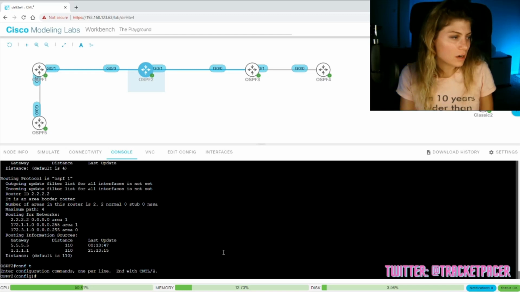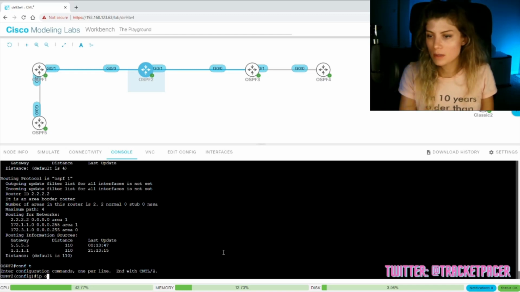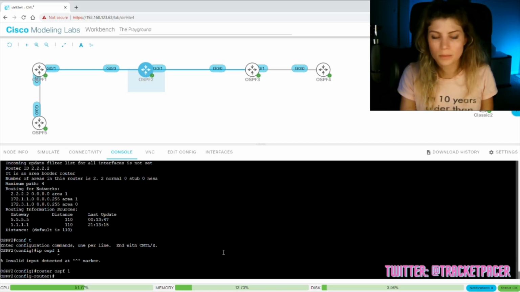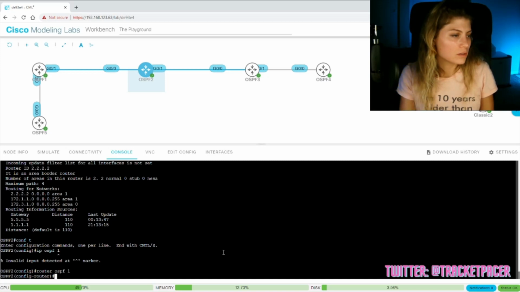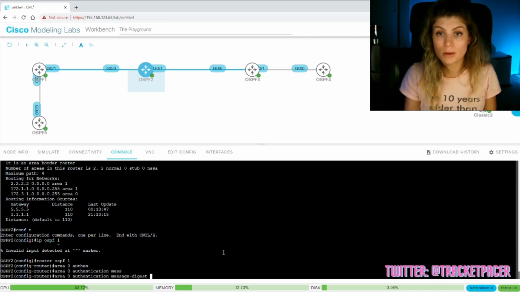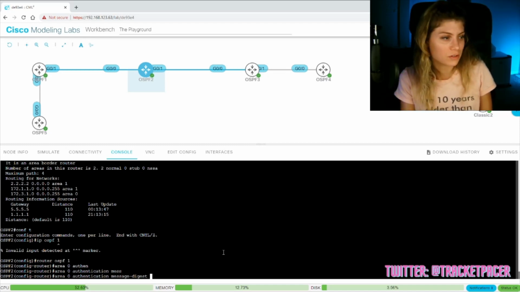Let's see. IP OSPF authentication. Let's see. All right. IP OSPF 1. Nope. Router OSPF 1. Come on. Let's see. Area 0. Authentication message digest. You know what I hate about this is that you have to type out message digest. With EIGRP, guess what? You just have to type MD5. It's stupid, OSPF. What is this? Okay, that's it.